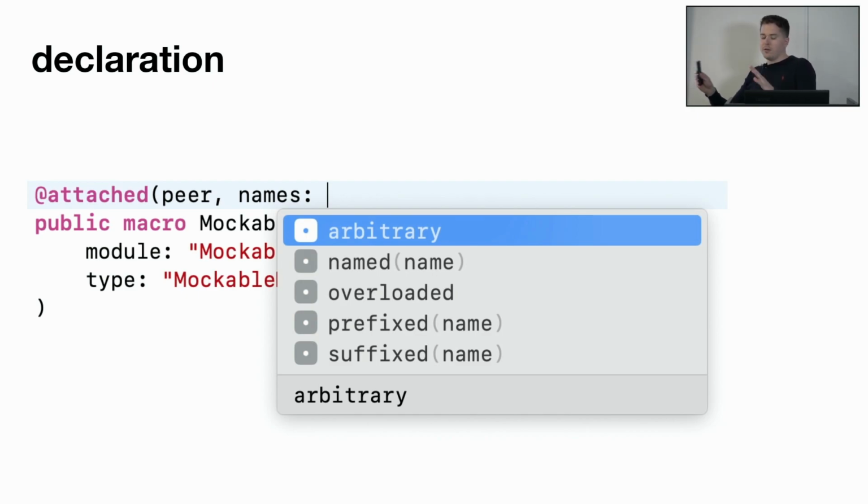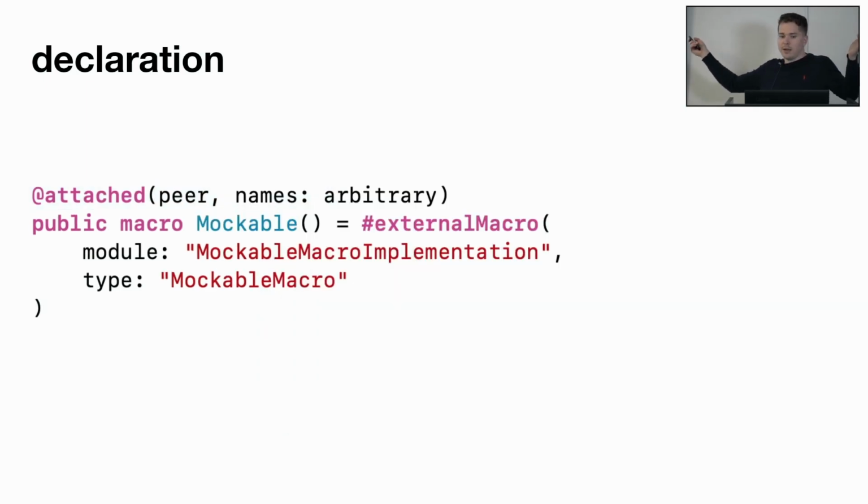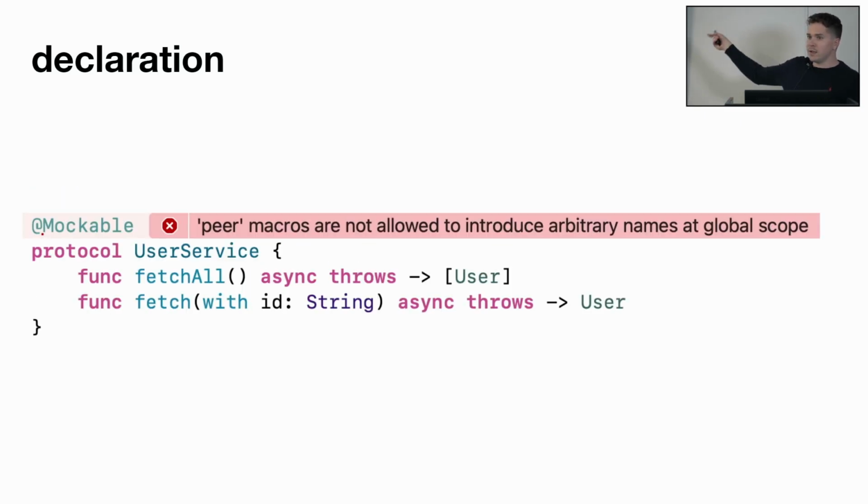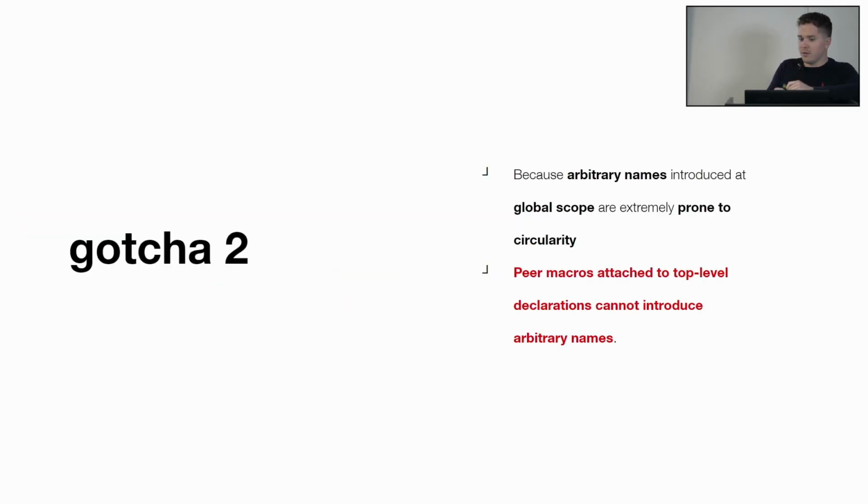And the documentation currently is already extended with this information. And you should describe naming rules for your macro that describe what kind of symbols your macro generates. And at this point, Xcode suggested arbitrary at first, and I was like, okay, I don't really care. I will try arbitrary. And if you do this, then you will run into this second error, which says peer macros are not allowed to introduce arbitrary names at global scope. And this is very important. This is the biggest limitation of macros.